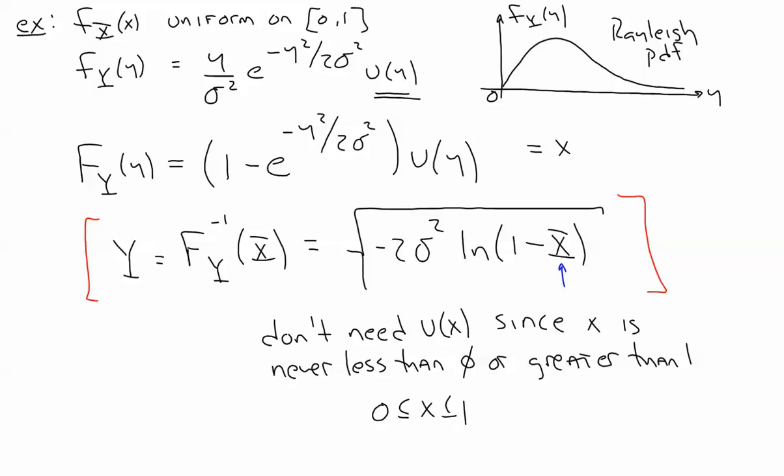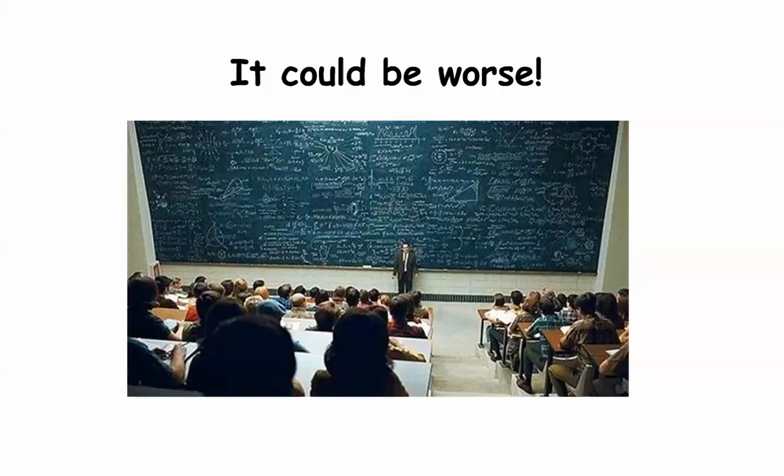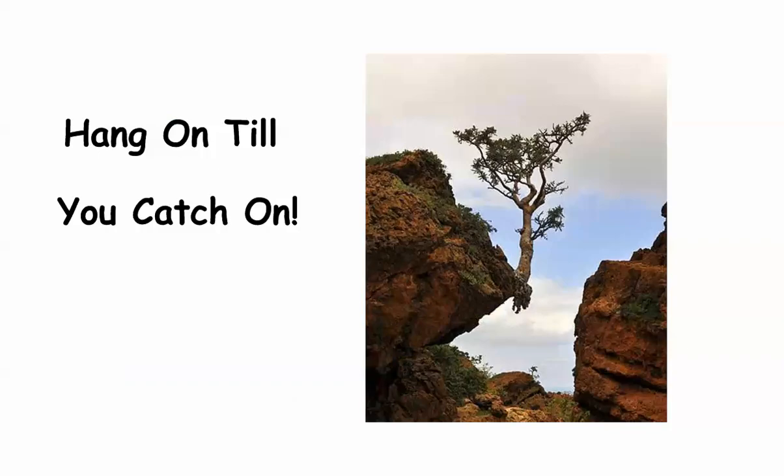That's all the examples I have for you for today. It could be worse. I know I've been giving you a lot for the past 2 lectures. I hope that you're catching on to this. It's really powerful stuff, especially when we get into computer generation of random variables and Monte Carlo simulation. We're going to see this quite a bit. And if you're having trouble with this at this point, always do ask me questions and play back the videos. Ultimately, hang on until you catch on.